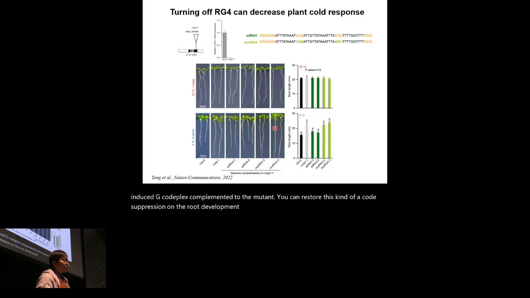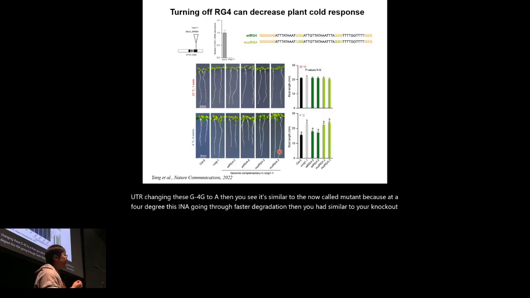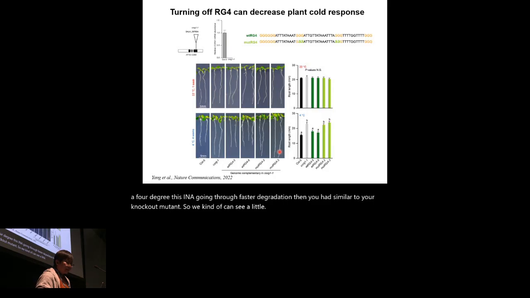But if you complement with the 3' UTR with the G4 changed, G to A, then it's similar to the knockout mutant, because at 4 degrees this RNA goes through faster degradation, so it's similar to your knockout mutant. So we can see a little bit of genetic impact.